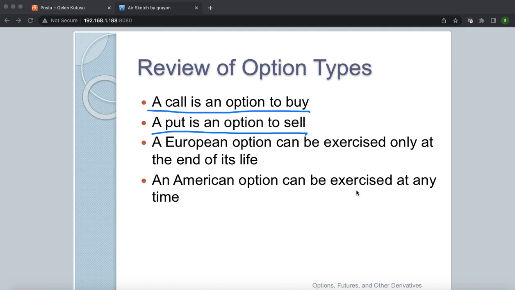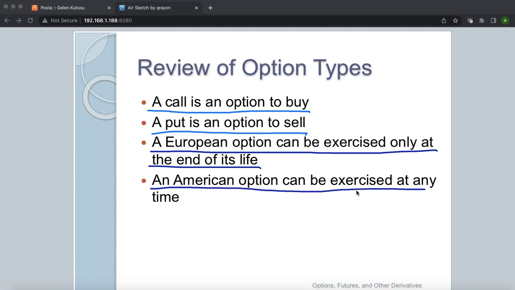If we have a European option, that means we can exercise our right to buy or sell at the end of the maturity only. Then this is called a European option. But if we are flexible and can exercise this option to buy or sell the underlying asset any time until the maturity, then this is called an American option.